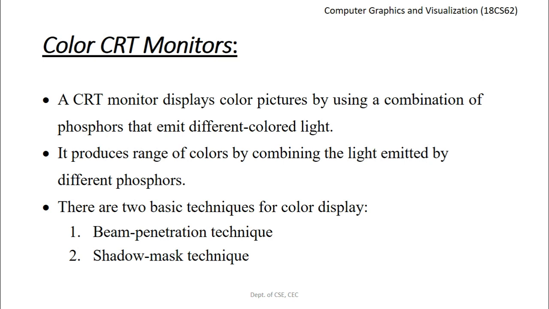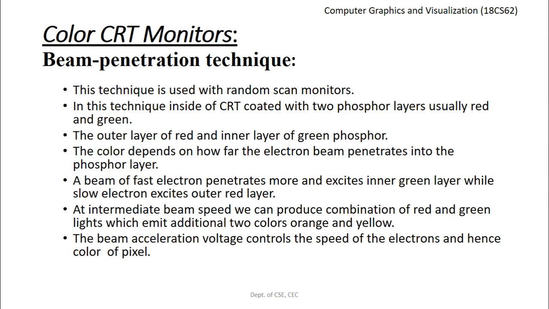There are two basic techniques for color display in the CRT monitor. The first technique is called the beam penetration method, and the second technique is called the shadow mask technique. Let us first see what we mean by this beam penetration method. The beam penetration technique is used in random scan monitors. As we had seen earlier, there are two types of monitors, raster scan monitors and random scan monitors. So beam penetration technique will be used in random scan monitors.